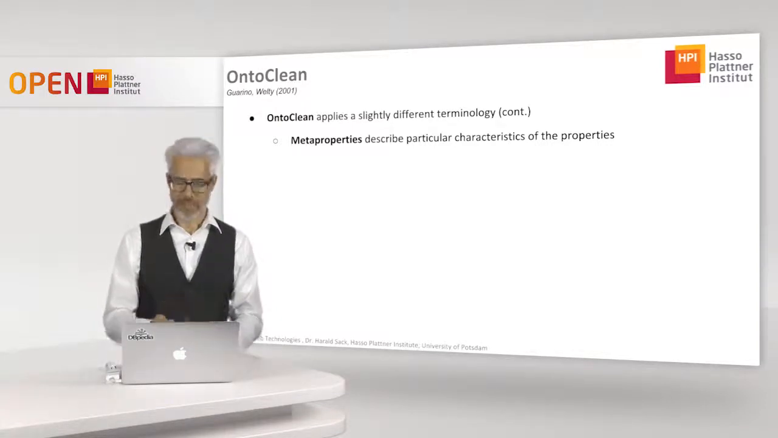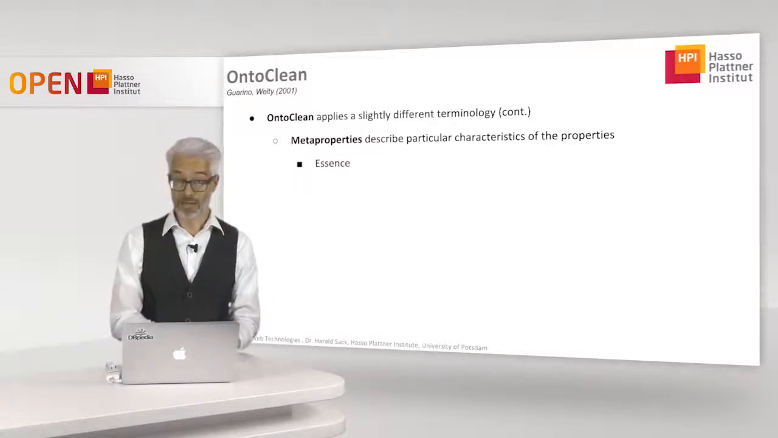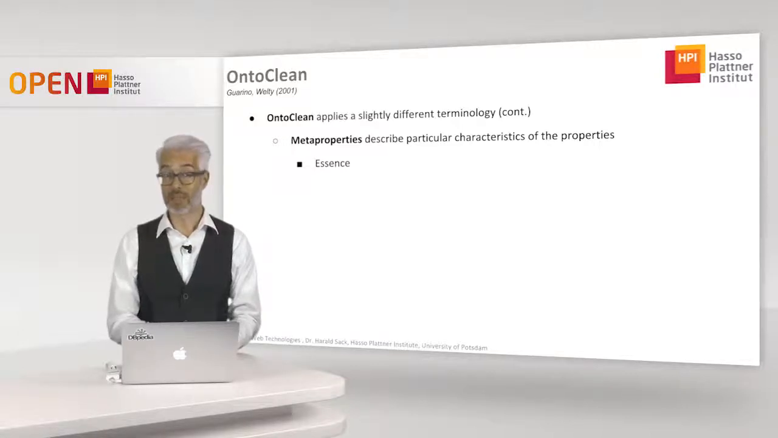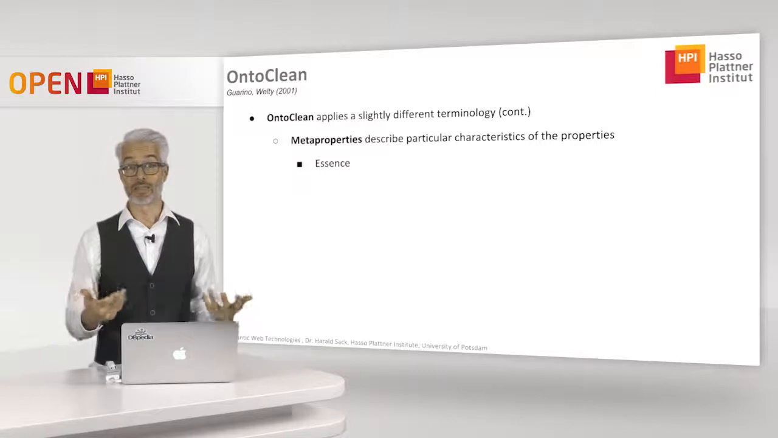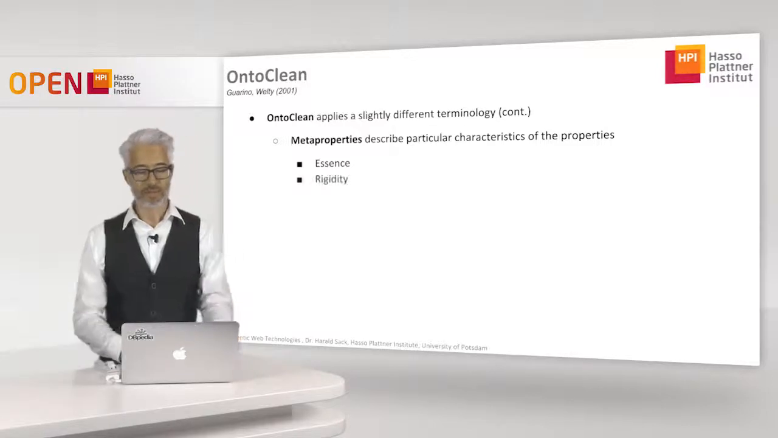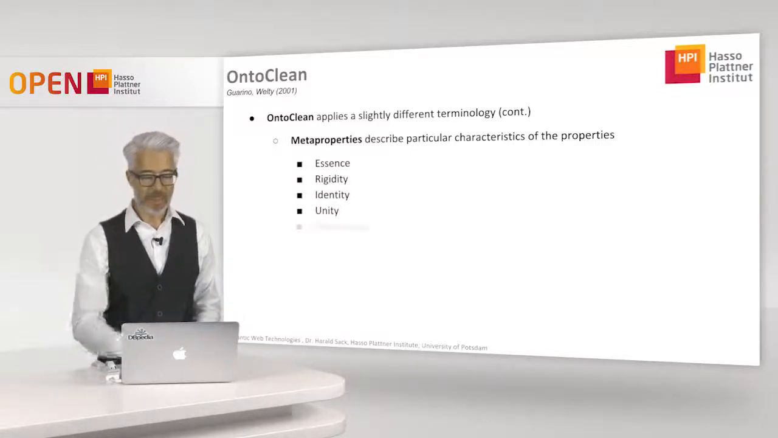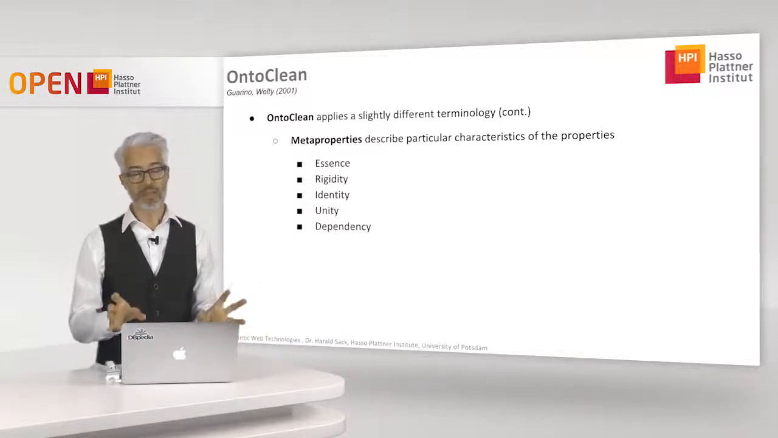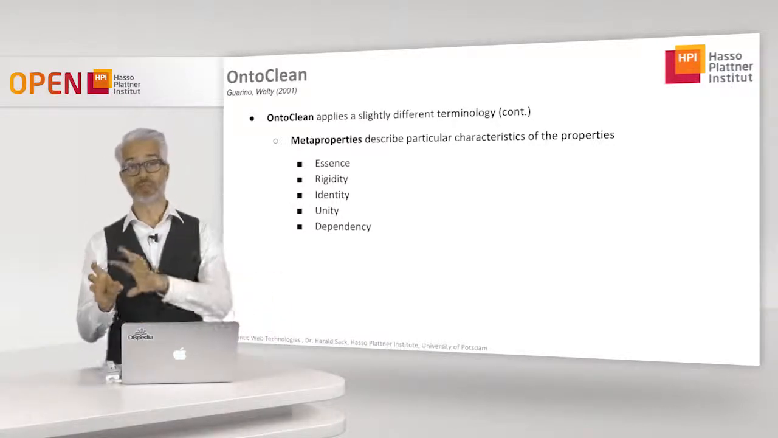What we are looking for in these classes is essence. Is this property essential for an entity, or is it not essential? Is it necessary? For example, if a certain person is not a person anymore, the entity is gone. So this is an essential class or an essential property. Then we look at rigidity, which is of course connected to essence. We will see that later on. We will look at identity, unity, and also dependency. These are meta properties, and we use them to describe particular characteristics of the properties of the classes.